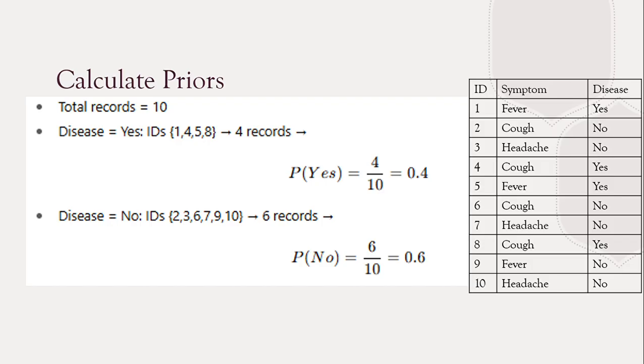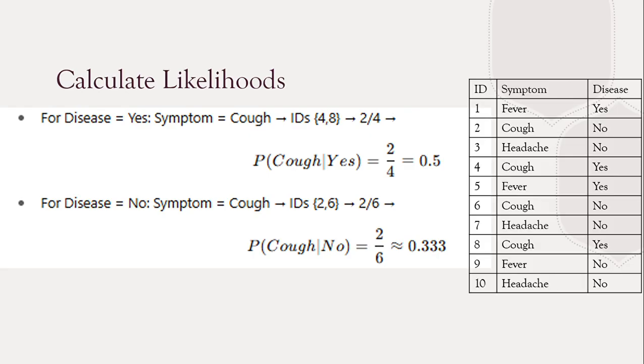The second step is to calculate the likelihood. So to calculate the likelihood, we will check for disease is equal to yes and the symptom is cough. In how many records are these both things present? Disease is yes and symptom is cough. Symptom cough is given in our question, right? So we will be finding in how many transactions we have disease yes with a symptom cough.